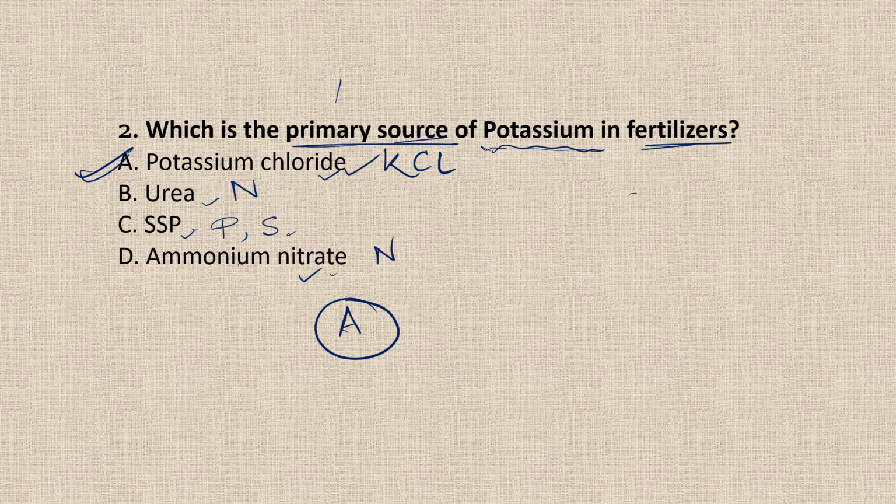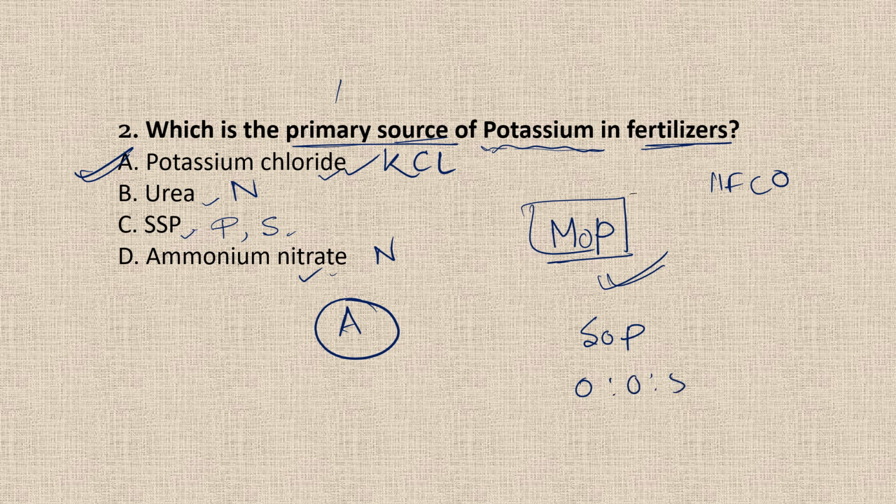So this KCl, potassium chloride, is also known as muriate of potash, and this is highly water soluble. Now if we ask from IFFCO's point of view, it sells one of the potash fertilizers that is called sulfate of potash.